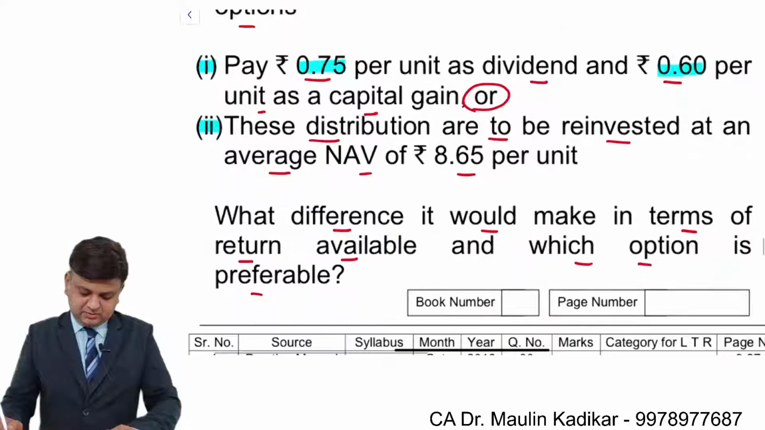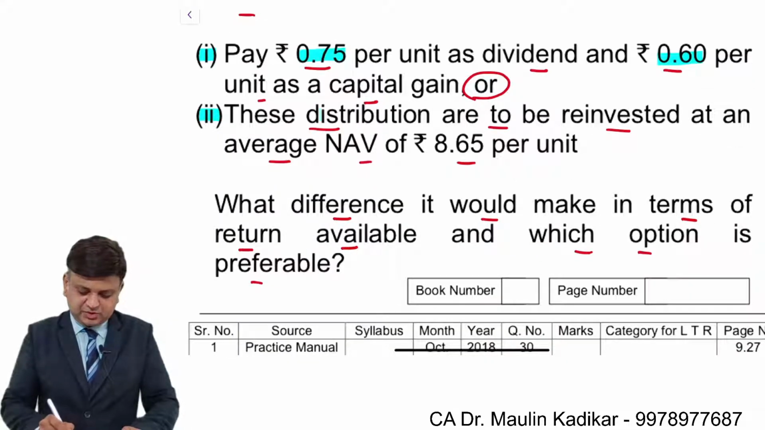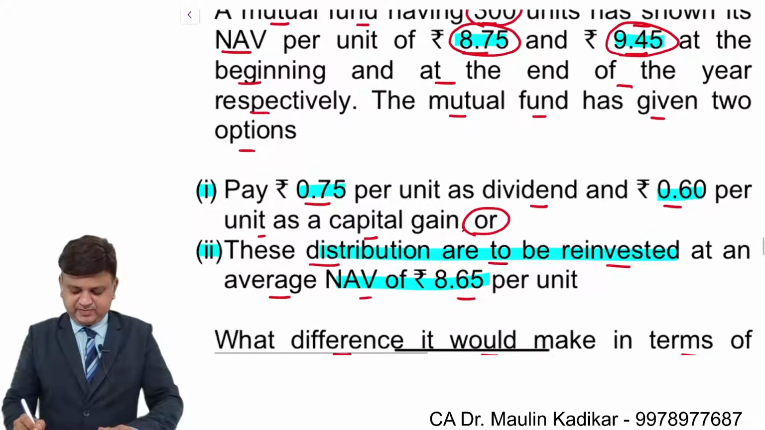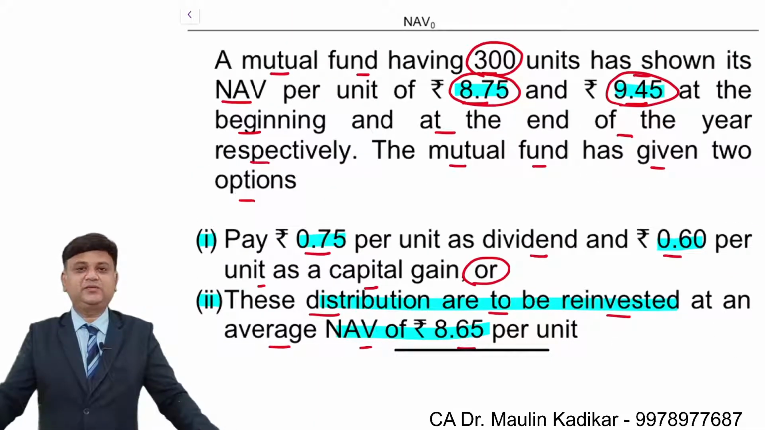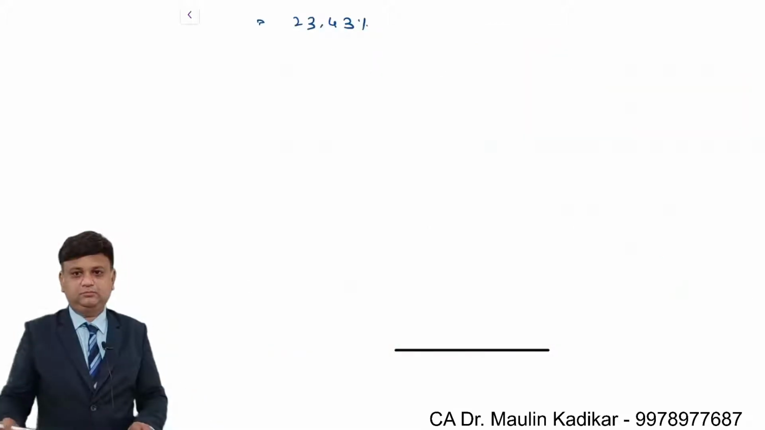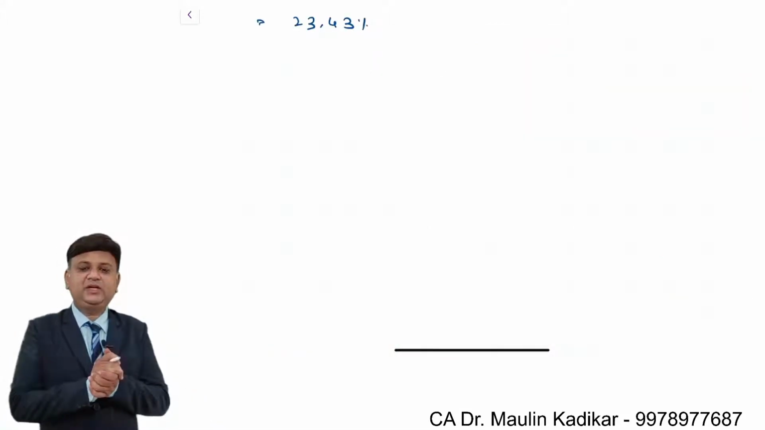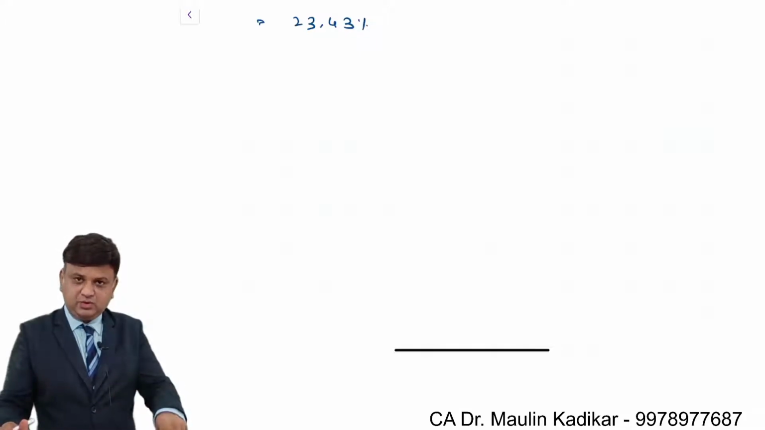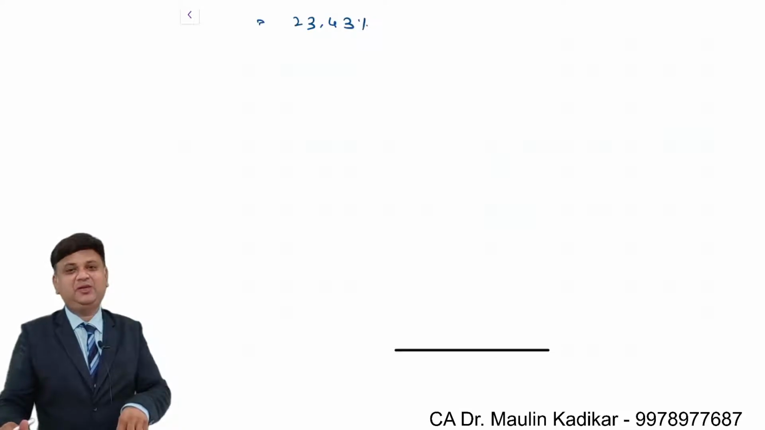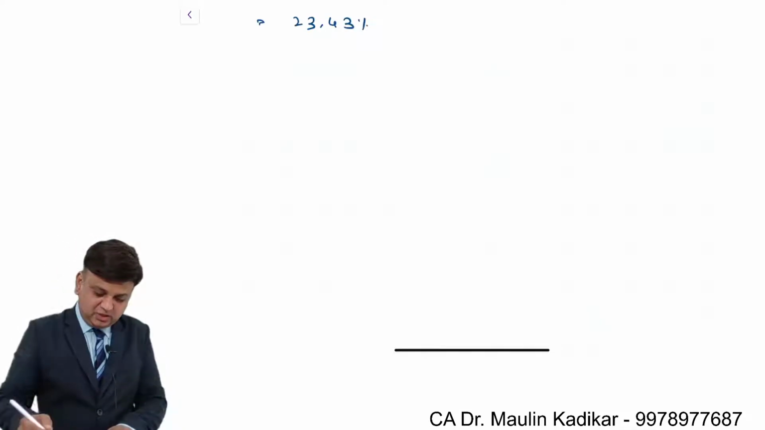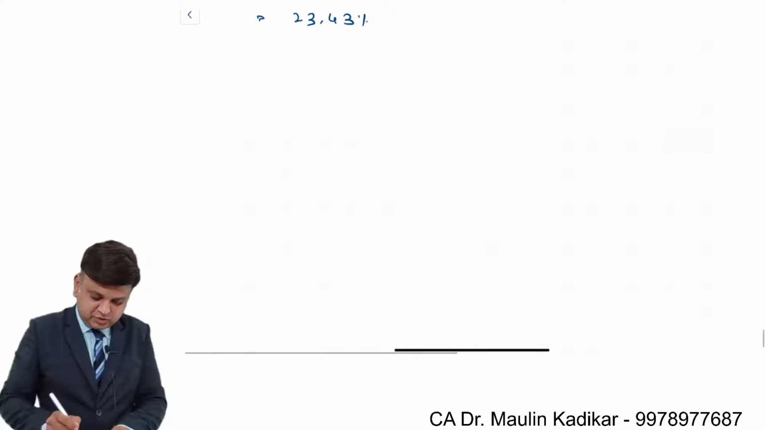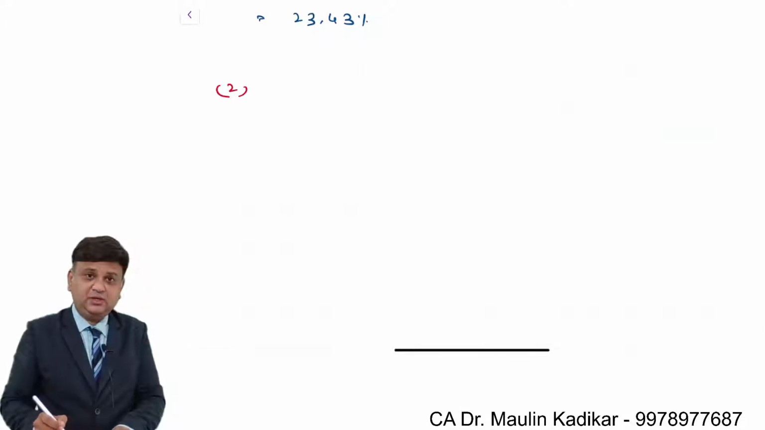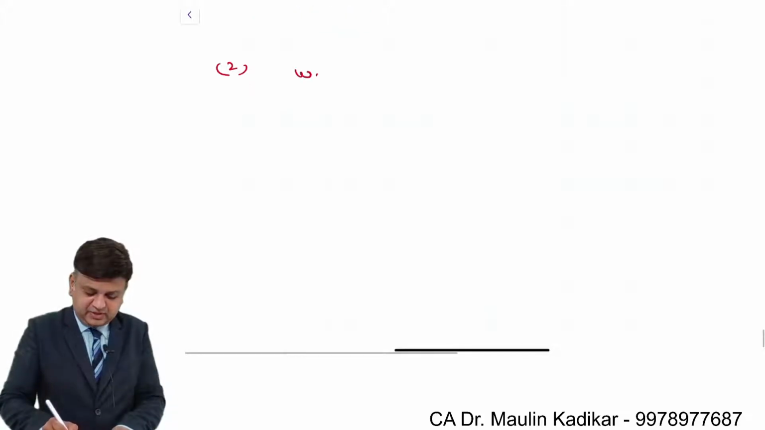Second part of the question: if these distributions are to be reinvested at average NAV of 8 rupees 65 paise, please calculate the answer for this on your own. Definitely in the second part of the question, we have to take into account the dividend amount and the capital gain amount in total. Only in that case can we compute the number of units that will be allotted to the investor. So in order to answer the second question, first of all we will prepare working note number 1.